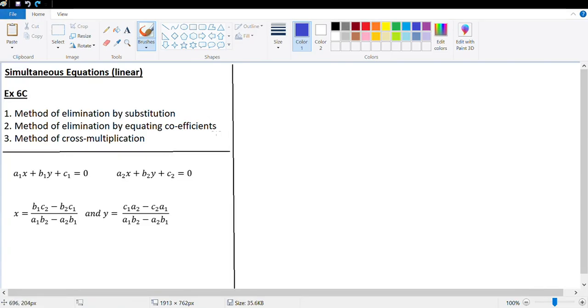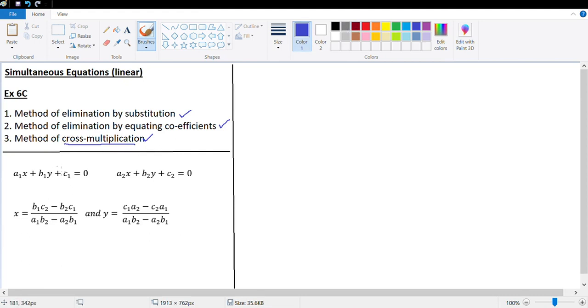Hi guys, let's start exercise C of simultaneous equations. By now we've done two methods, which are elimination by substitution and elimination by equating coefficients. Let's look at the third method, which is the cross multiplication method. So let's look at this.